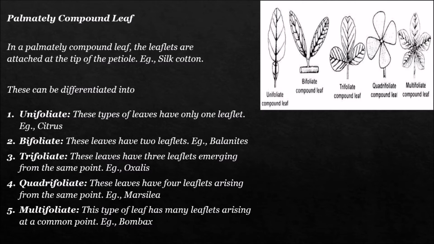So how are these differentiated? Basing upon the leaves and the leaflet, how many leaflets are arising from it, they are classified. Take unifoliate. This type of leaves have only one leaflet. Example, citrus. And next we have bifoliate. So by the name itself we can say it has 2 leaflets. And trifoliate, it has 3. Quadrifoliate, it has 4. And multifoliate, it has more than 4, or we can take it as 5. So these are the classifications of palmately compound leaf.